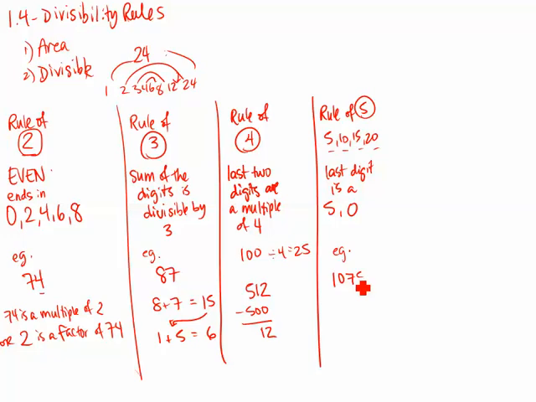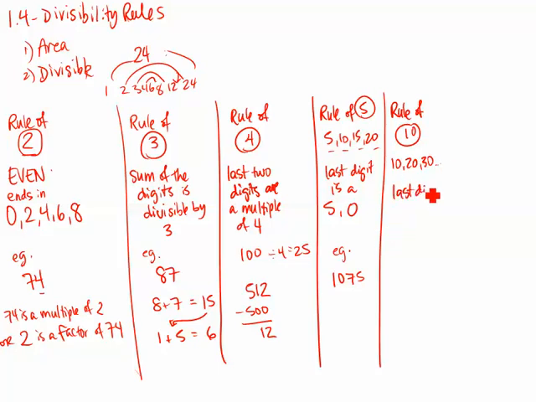A rule of 10 is really simple because we know skip counts of 10 are 10, 20, 30, 40, 50, etc. So we know that anything ending in a 0, if the last digit is a 0, then we know it's a multiple of 10. So for example, 1075 is not a multiple of 10 because it ends in a 5. However, the number 1080 is a multiple of 10 because it ends in a 0.